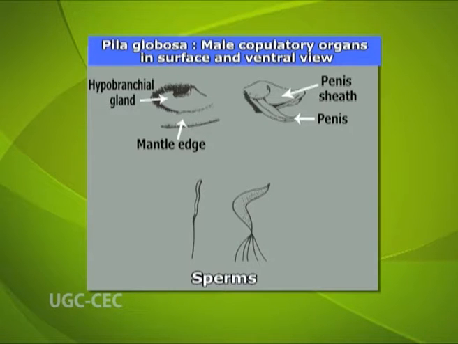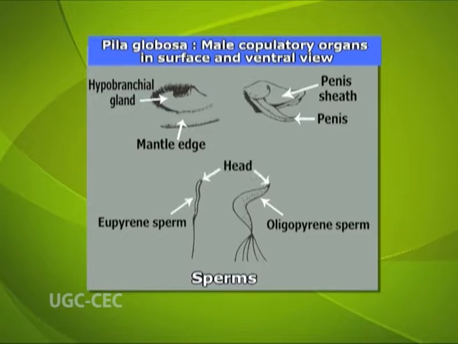The spermatozoa of Pila are of 2 types. First, hair-shaped or eupyrene sperm. Second, worm-like oligopyrene sperm. Only the eupyrene sperms are functional and are capable of fertilizing the eggs. Also, the eupyrene sperm show a distinct head, a middle piece and a tail. The head and middle piece cannot be distinguished in oligopyrene sperm, and the tail bears 4 or 5 cilia. The oligopyrene sperms are non-motile and cannot fertilize the eggs.